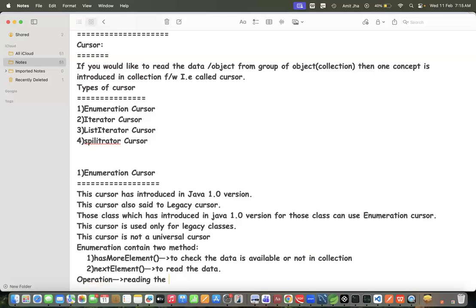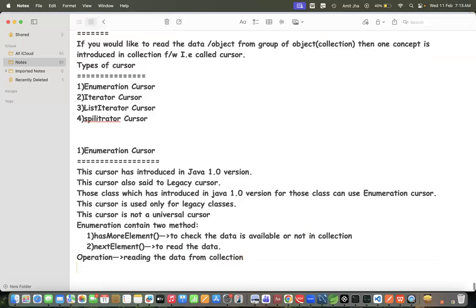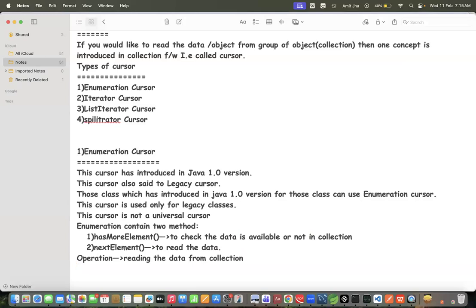If anybody asks what Enumeration cursor does, you can say it is reading the data from a collection. Reading the data from what? Collection. If I'm reading or writing a collection, it means you understand a group of objects. Yes, no? Then, see, it only reads data in the forward direction. This is also one important point. So this cursor reads the data only in the forward direction.